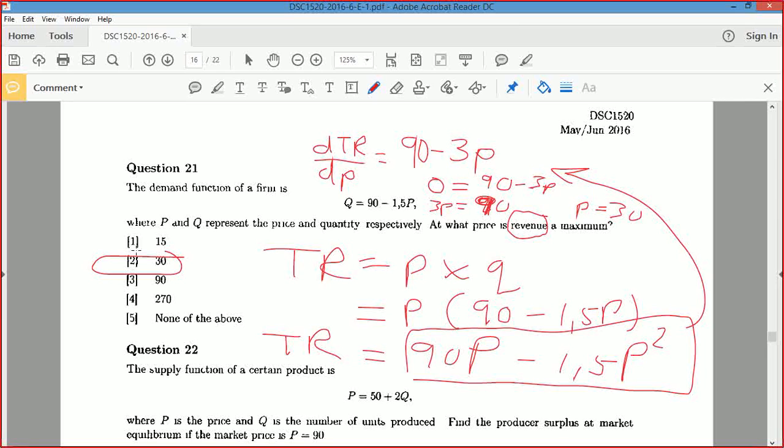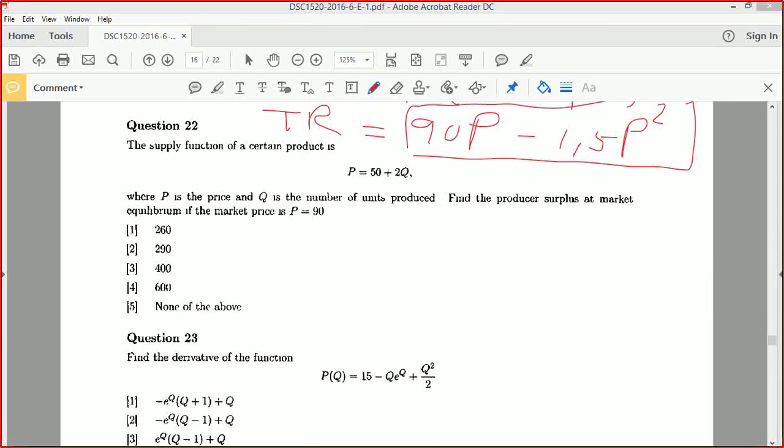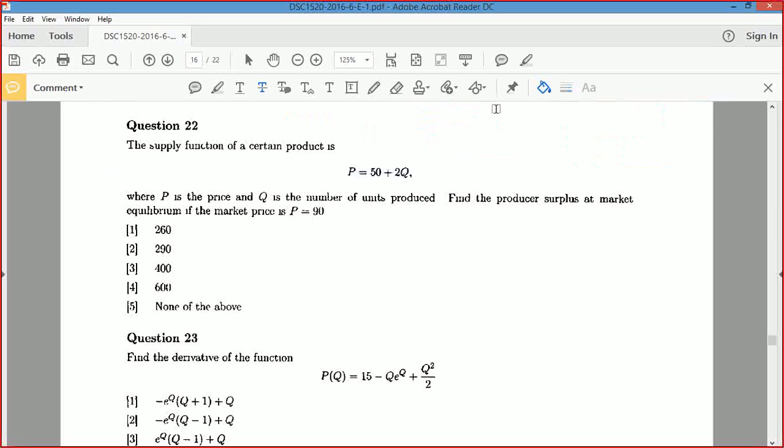Okay, so here they wanted you to find the maximum. What is the maximum price? Derivative equals 0, solve for p. Okay, perfect. Question 22. What's the focus here? Find the producer surplus at market equilibrium. Okay, so if it's producer surplus, which way is the graph sloping?